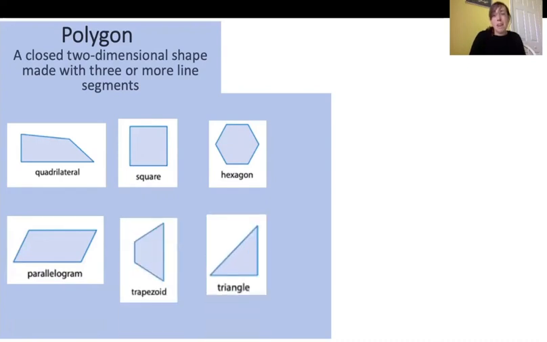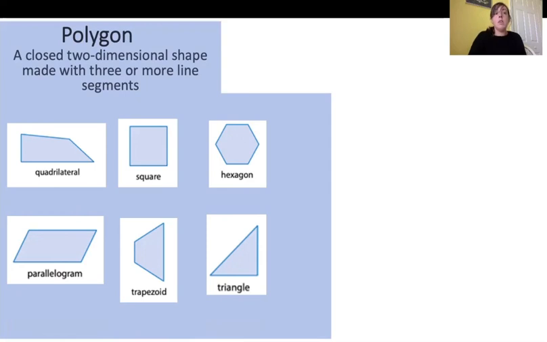Now I know you may be thinking, hey, Ms. Brubaker, several of those on there are also quadrilaterals. And if you're thinking that, give me an air high five. Yep, because you're right. A quadrilateral is just a polygon with 4 line segments. That's all, okay? It has to have 4.